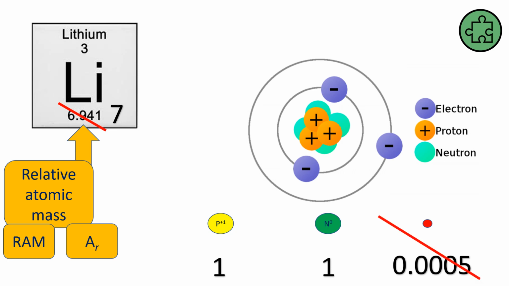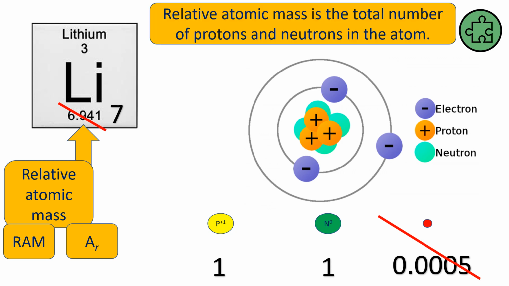So basically electrons are so teeny tiny we ignore them, and we're just left with the mass of the protons and the mass of the neutrons. So the definition that you need to know and you need to write down of atomic mass or relative atomic mass is the total number of protons and neutrons in the atom. I'm simply adding them up.